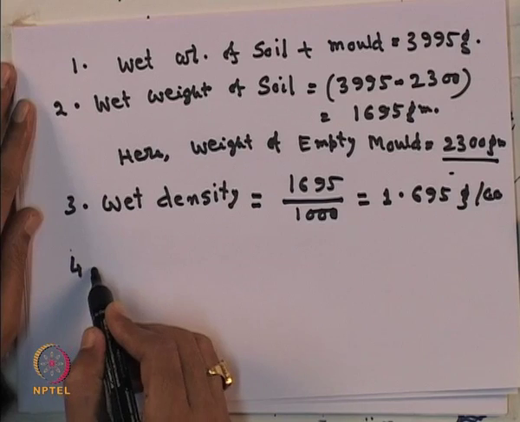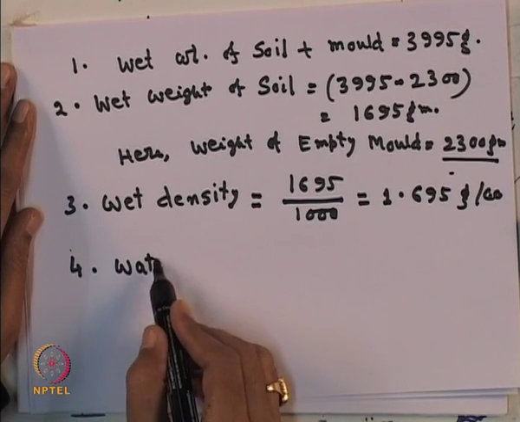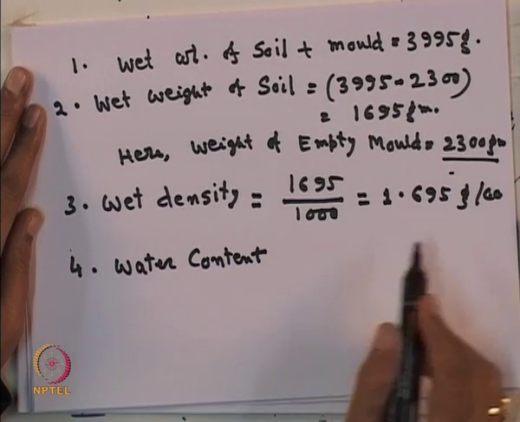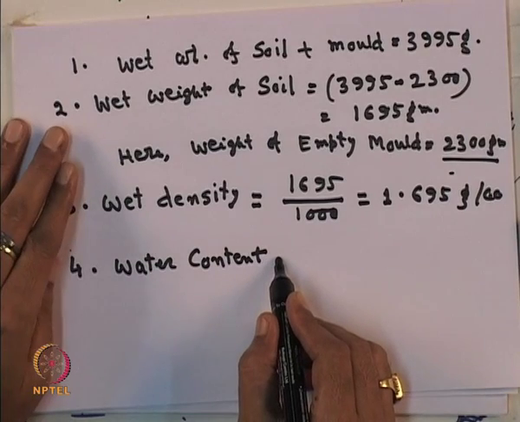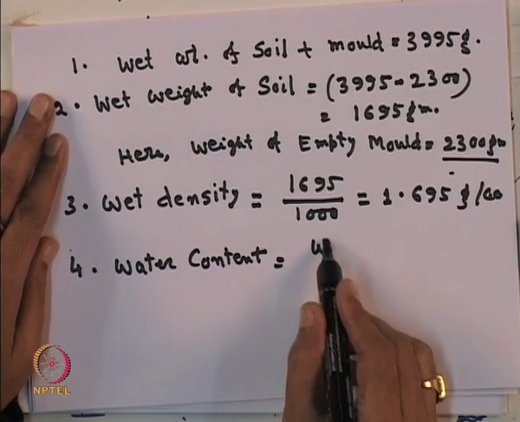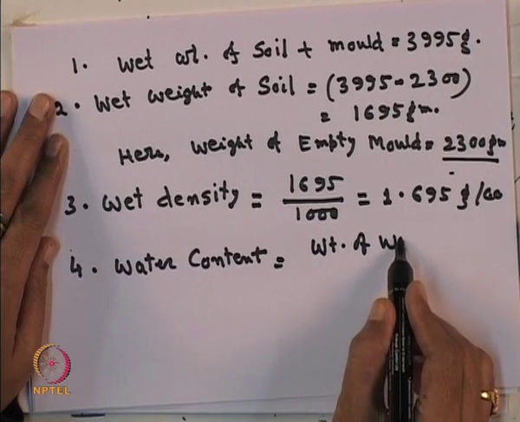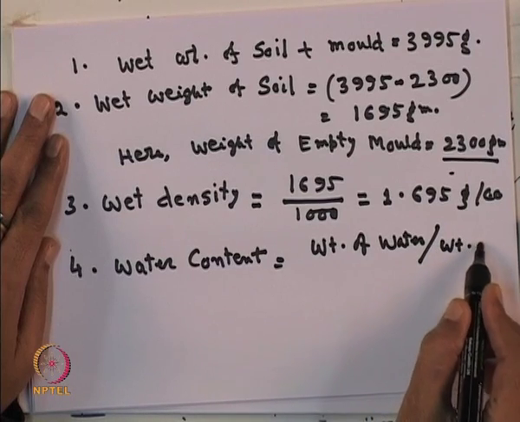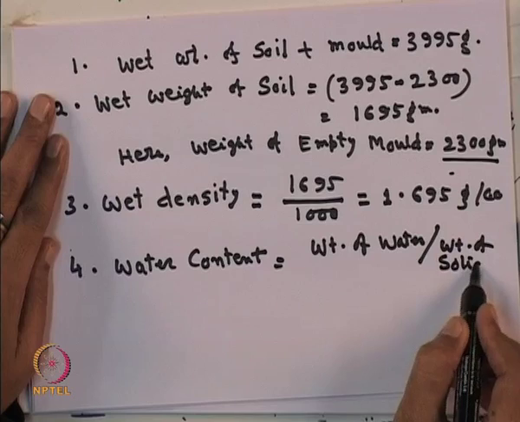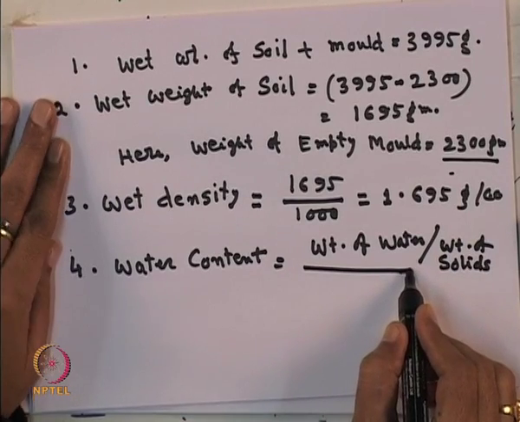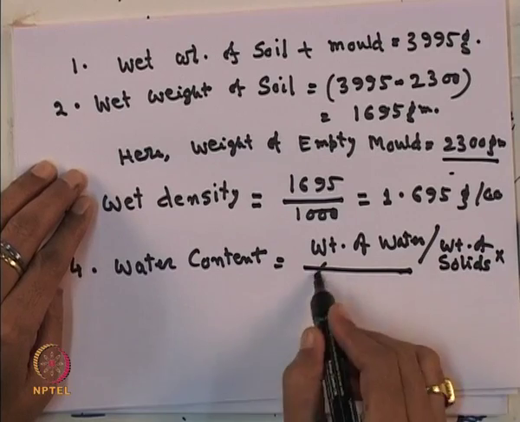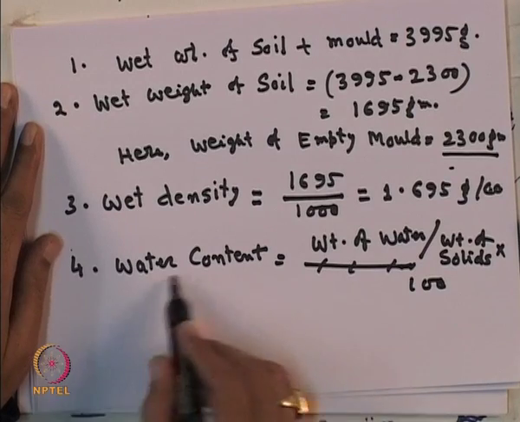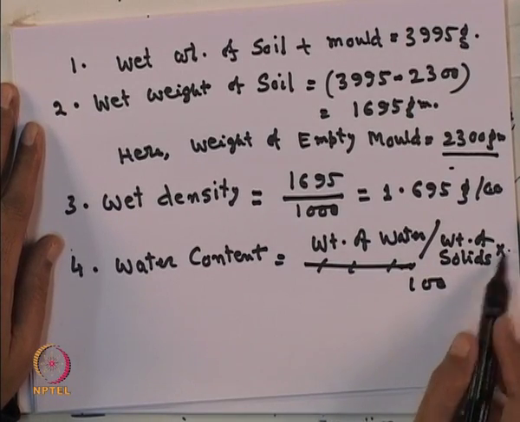Now, you have to calculate that water content. So, water content is weight of water divided by weight of solid, this divided by this into 100. That means water content is weight of water divided by weight of solid into 100.